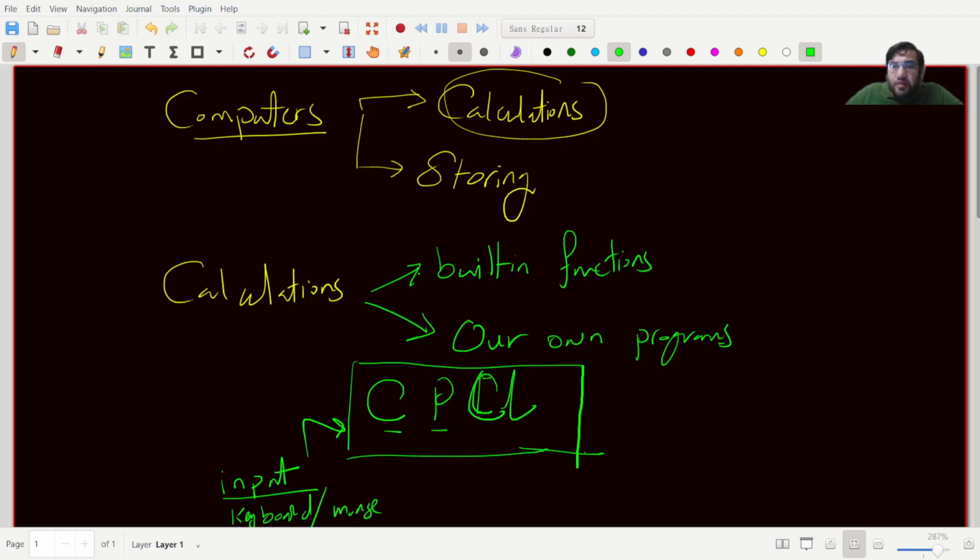And another thing that we can get from a computer is the output, and that output can actually also appear in several formats. So this could appear on the screen, could appear using a printer, or any other output device.